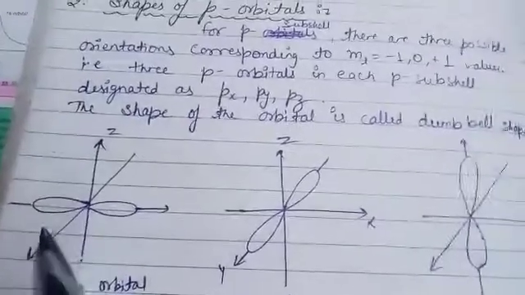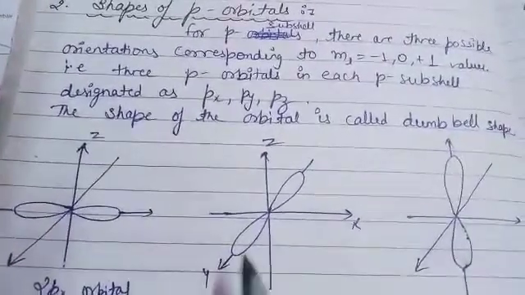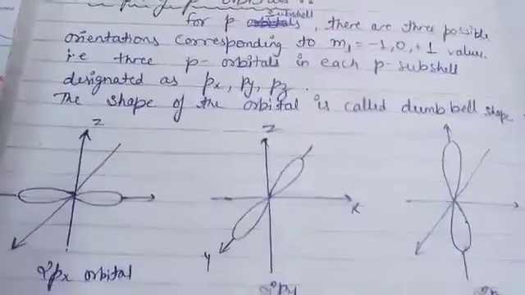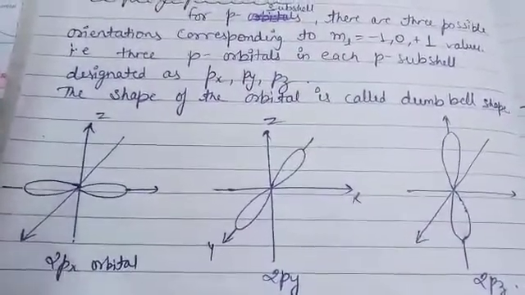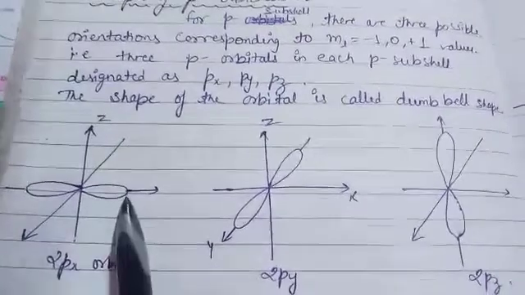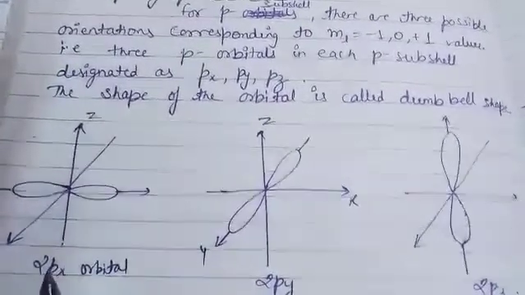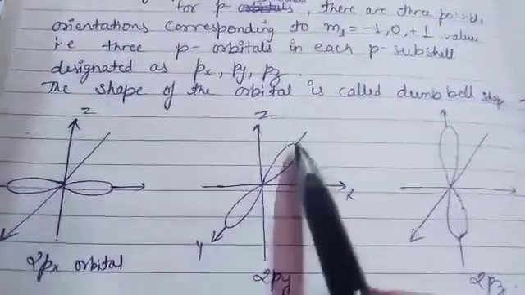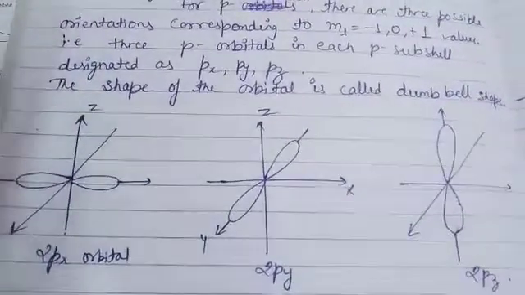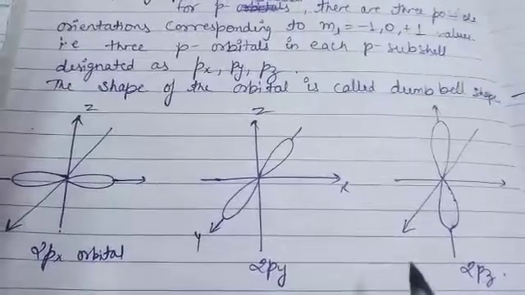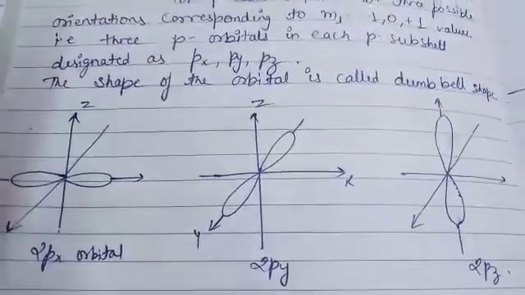Now just see, suppose this is the x-axis, one side is the y-axis and one side is the z-axis. So this one is px, and because p orbital starts with 2, it's 2px, this side it's 2py and one is 2pz. All these are p orbitals, px, py and pz.